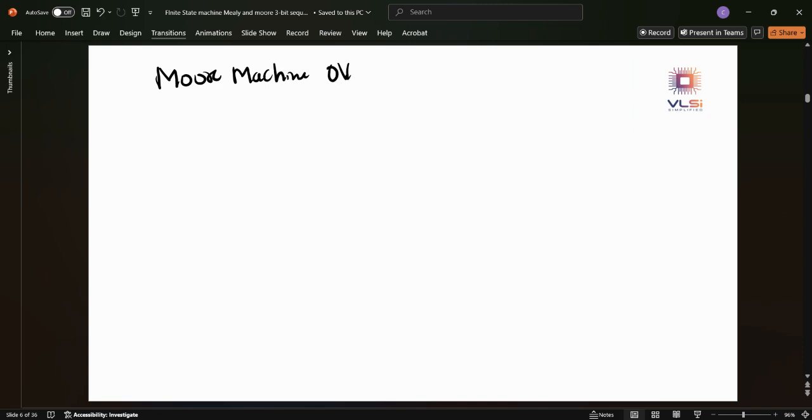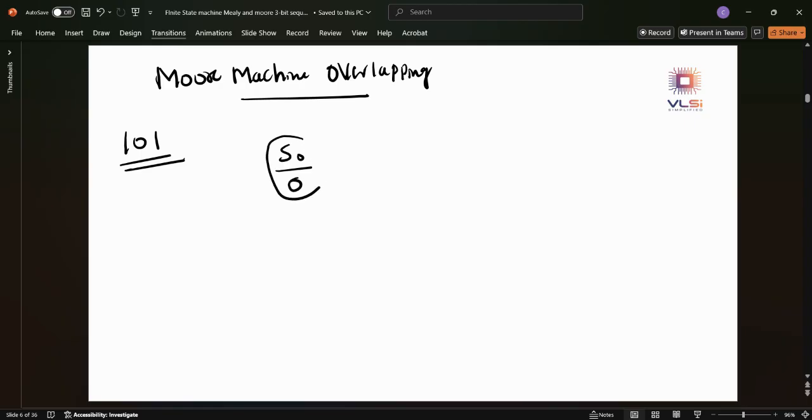When the input is 0, it will be in the same state. And when the input is 1, you got 1 bit of the sequence, so it will go to the next state. What is the next state? The next state is S1. You didn't get the whole sequence, so the output is 0. So S0 is completed.